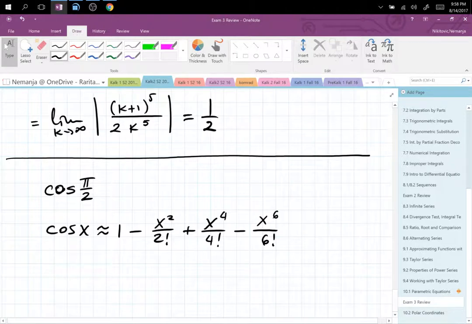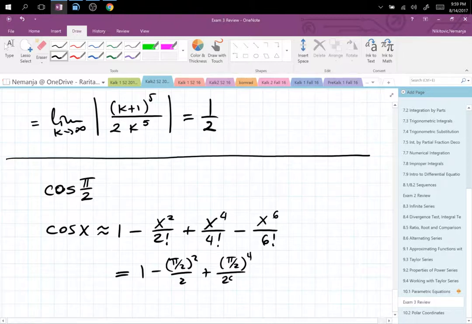So now I will replace every x with pi over 2. So I will get (pi over 2) squared over 2 plus (pi over 2) to the 4th over 24 minus (pi over 2) to the 6 over 720, and then get busy with your calculator.